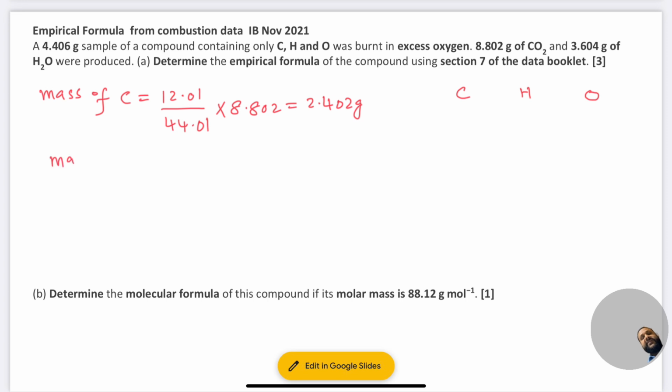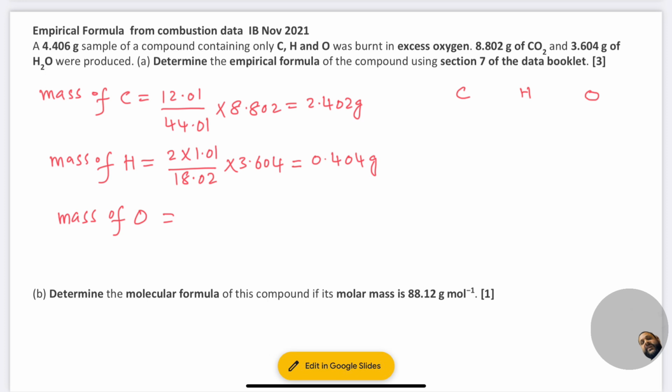Similarly, I can find out the mass of hydrogen in the water sample. There are 2 hydrogen atoms, and the molar mass of each hydrogen atom is 1.01, and the molar mass of water is 18.02. If I multiply that with 3.604, that will give me the mass of hydrogen. So if I solve this, that will come to 0.404 gram.